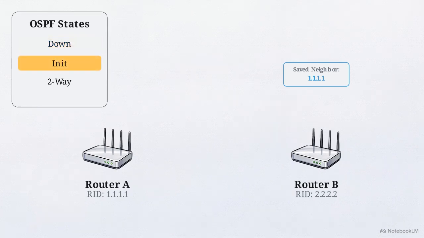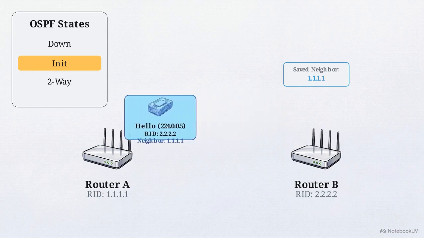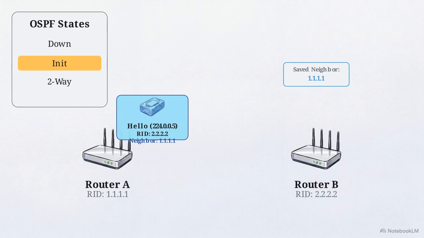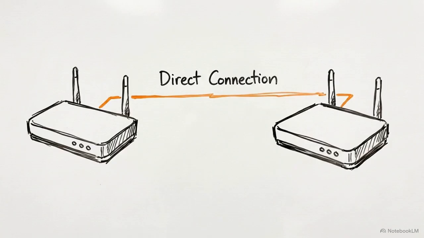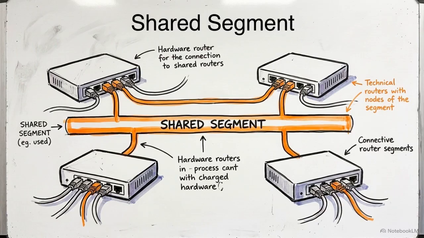When a neighboring router receives that packet, it logs the sender's router ID. The connection has now entered the init state. The receiving router replies with its own hello packet. Once both devices see their own router IDs listed in the neighbor field of these packets, they transition into the two-way state. If these routers are connected point-to-point, they proceed, but on a multi-access network, like a shared Ethernet LAN, multiple devices occupy the same broadcast segment.